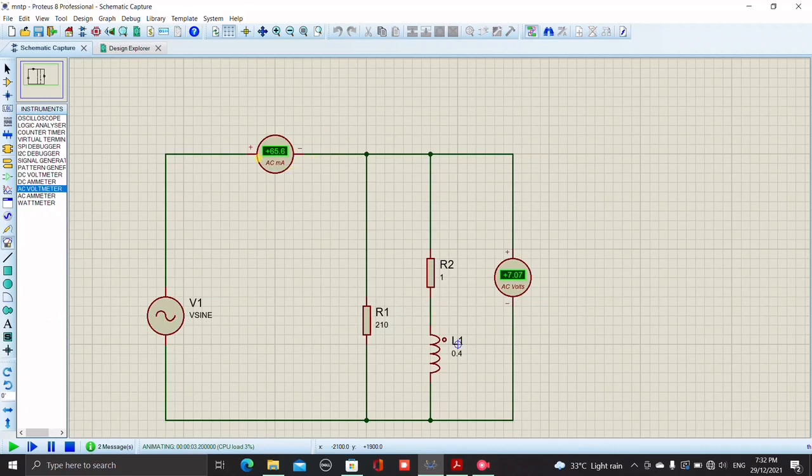Then we get the total current for this parallel circuit, 65.6 milliammeter, and the total voltage for this circuit is 7.07. When I calculate manually, the answer is almost the same as the simulation that I did. So I think the simulation is a success. That's all from me.